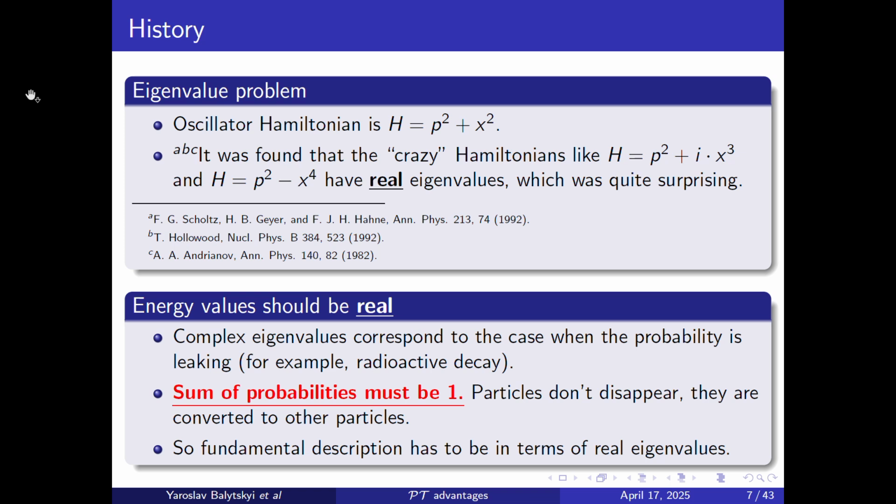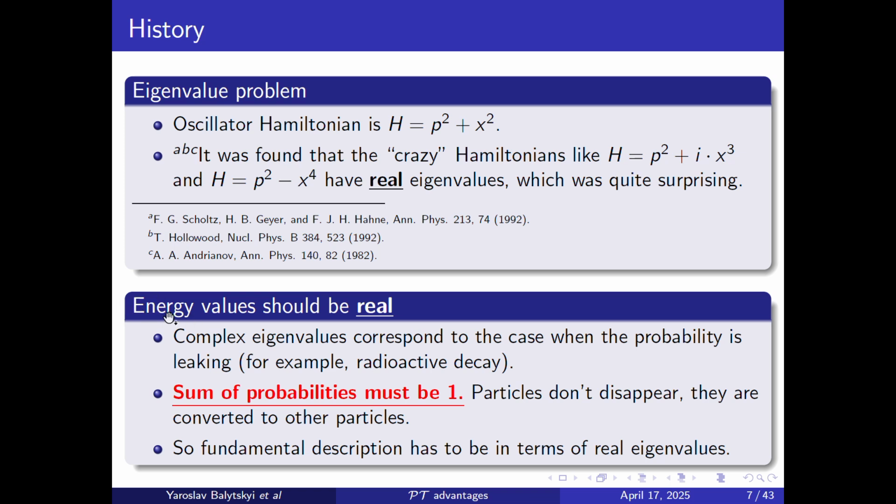All this research on PT-symmetry started from the eigenvalue problem. For example, if you have an oscillator Hamiltonian, which is p squared plus x squared, it was found that some crazy Hamiltonians, such as p squared plus ix cubed, have real eigenvalues, which was a really big surprise at that time.